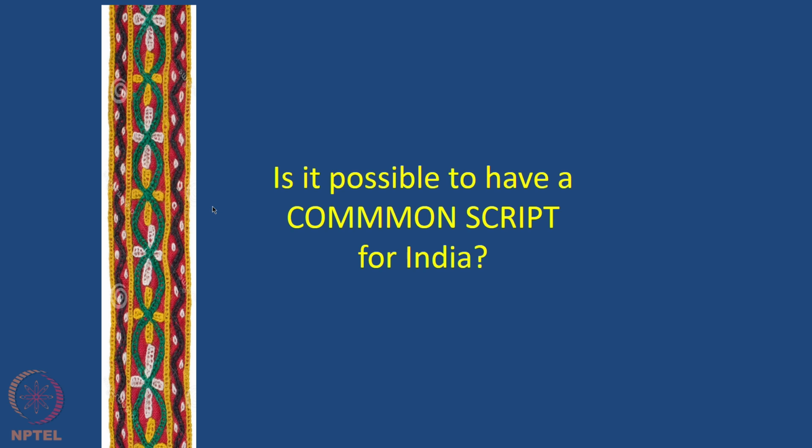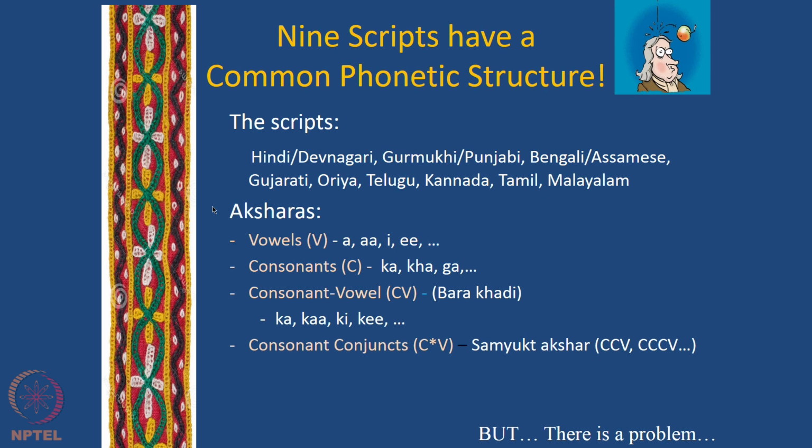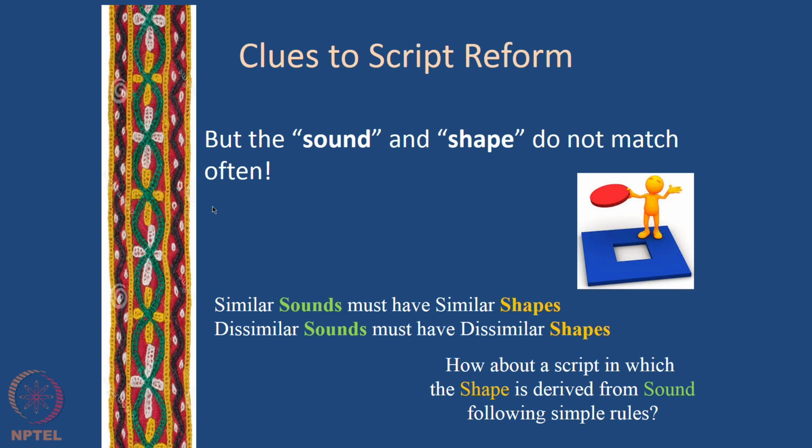So is it possible to have a simple and single script, a common script for the entire country? It is basically possible because all the scripts have very similar phonetic organization. So they all have vowels like A, I, E and so on. Then there are consonants, Ka, Kha, Ga, Gha and so on. Then there are consonant vowel combinations, which is called Barakhadi in Hindi. These are Ka, Kaa, Ki, Kee and so on. And then you have Samyuktakshars or consonant conjuncts, which consist of multiple consonants and a single vowel. So all the scripts other than Tamil, which has a simpler organization, share the same kind of phonetic organization. So it is in principle possible to unify them.